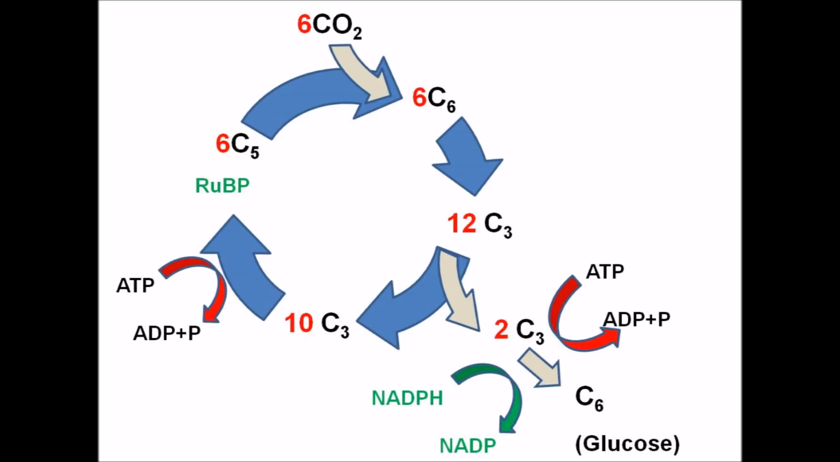I would really focus on remembering that 5-to-1 ratio: for every 6 that we make, 5 of them go back to RuBP and 1 can be taken away. So we need to have the cycle go 6 times to get this to work.